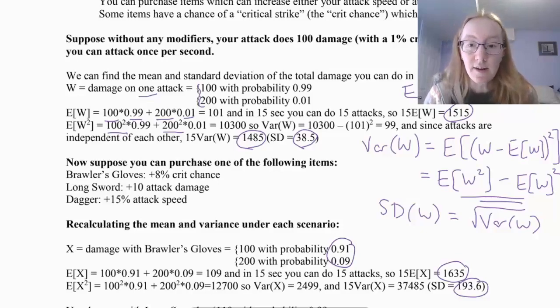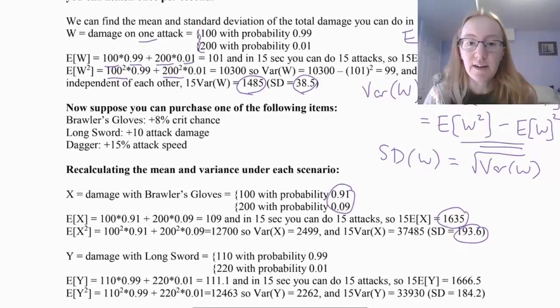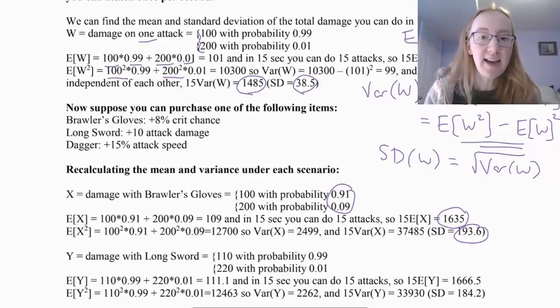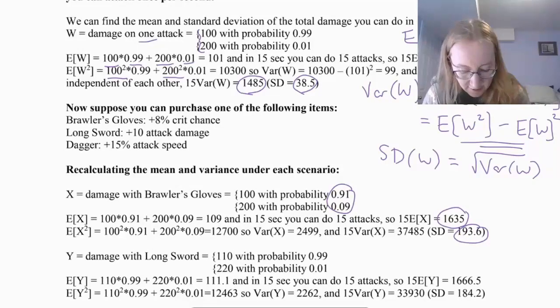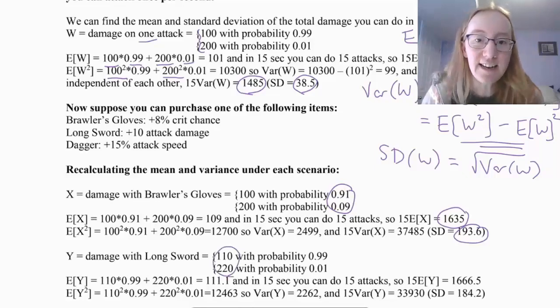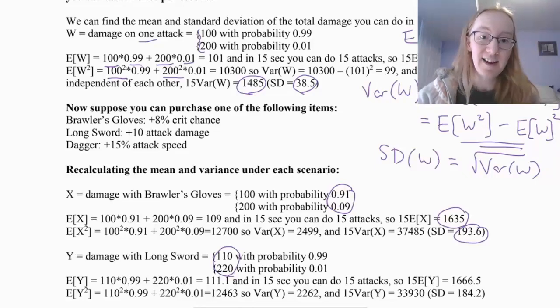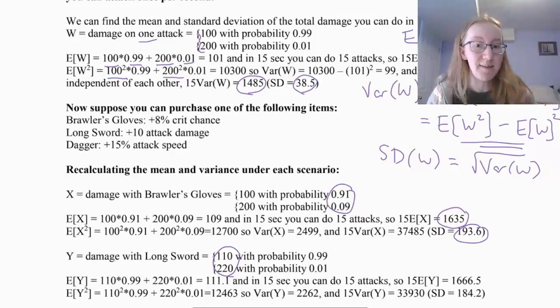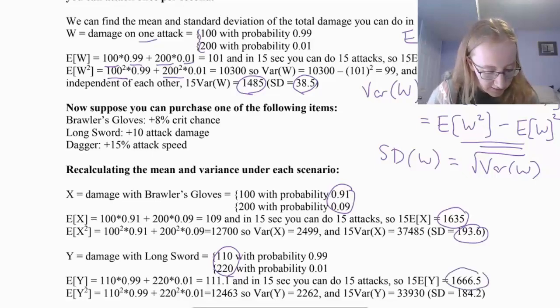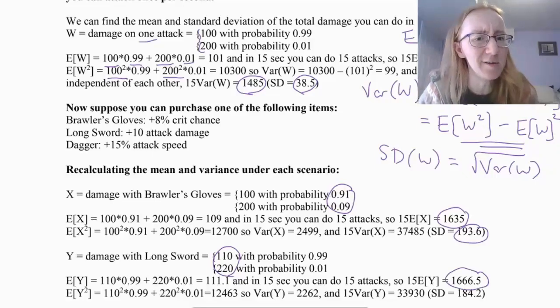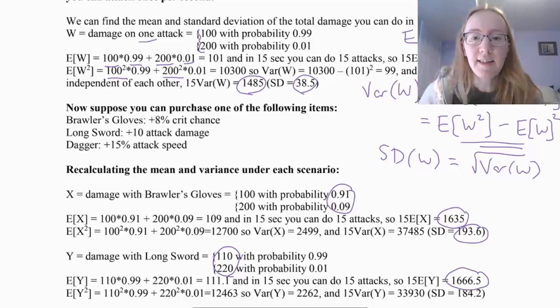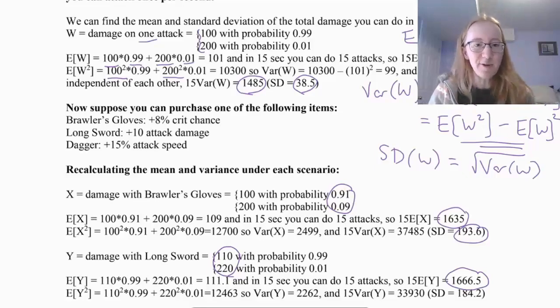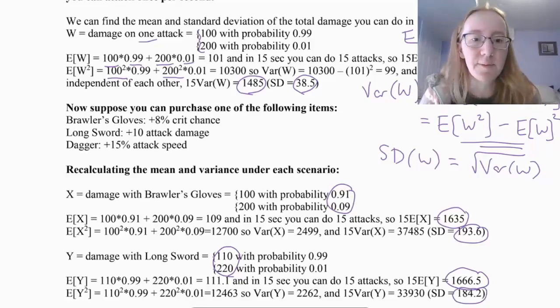What about the longsword? Let's see what happens here. We're just going to do, again, the same thing. We're doing plus 10 attack damage, which means our normal attack does 110 damage, and our critical hit does 220 because it's doubled. So the probabilities are the same as before. So similarly, we can calculate the expected value of Y. We get 1666.5, so actually pretty close, maybe it's actually a little bit higher than with the Brawler's Gloves. And for the variance, again, same calculation as before, but we end up with a standard deviation of 184.2 over the 15 independent attacks.